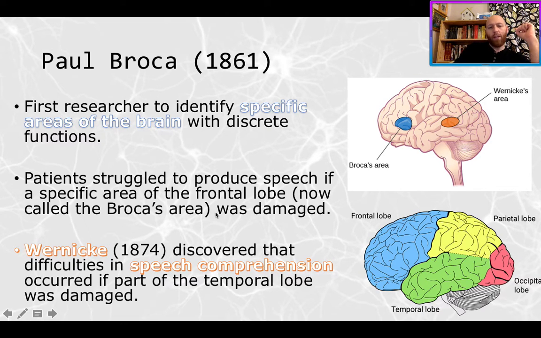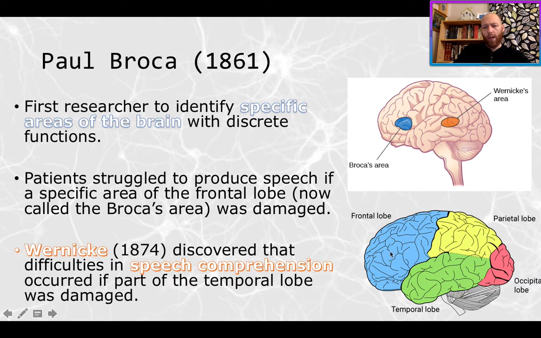Wernicke in 1874 discovered that difficulties in speech comprehension were associated with damage to a part of the temporal lobe. So, speech production and speech comprehension. This seemed to indicate that cognitive functioning was highly localized.